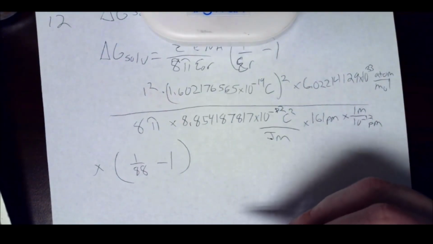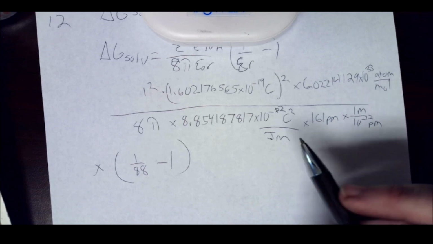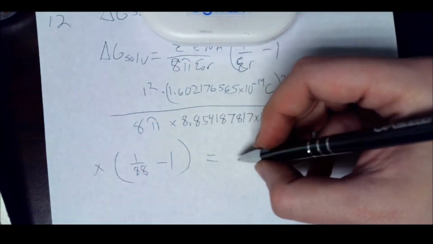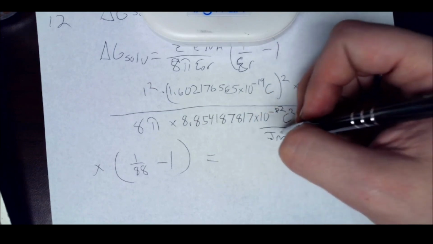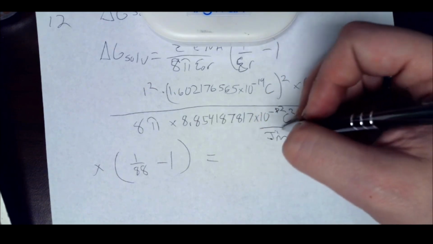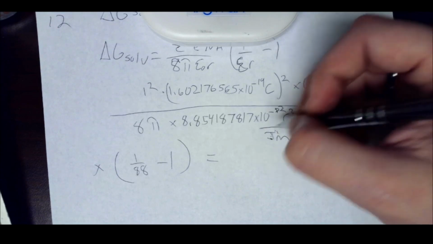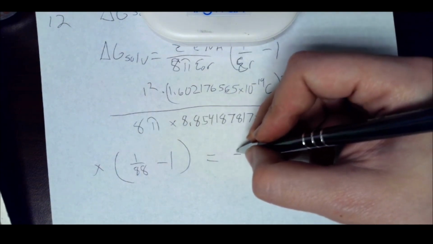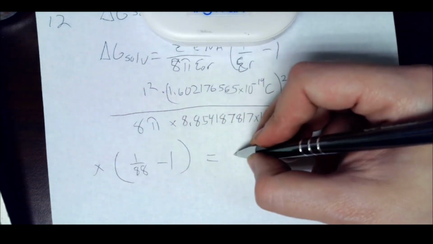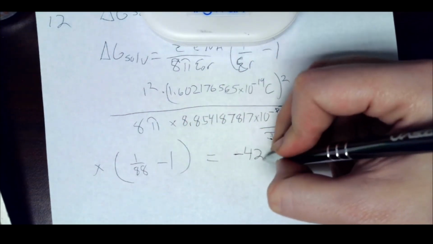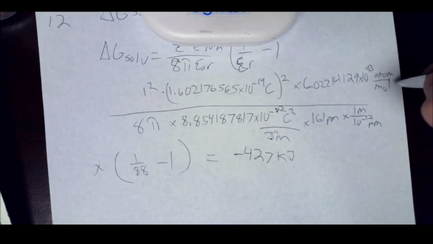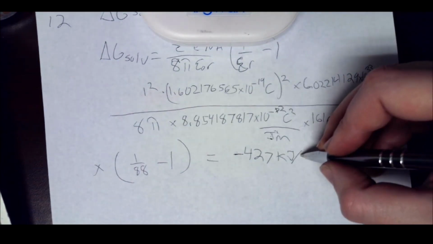And I'm not going to go through all the math right there. It's already worked out for me. If you work that out, I went ahead and converted this into kilojoules rather than leave it as joules. Got something like 400, the 1 over 88 minus 1 makes it negative, so negative 427 kilojoules per mole.